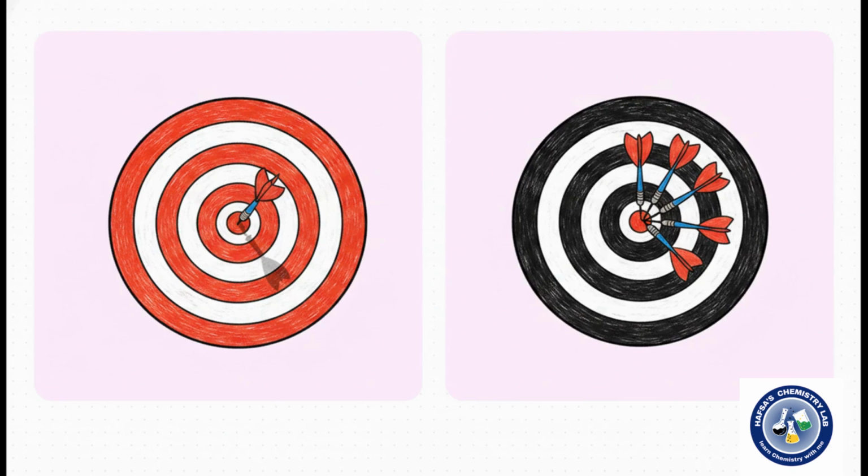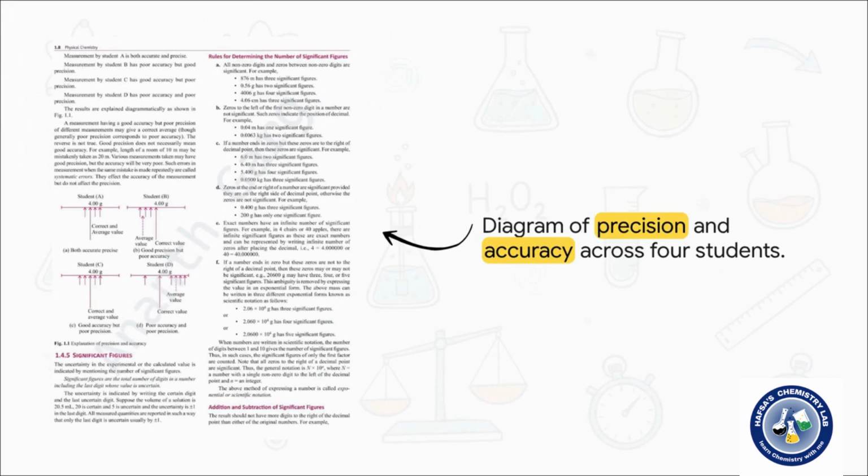And here's the catch. They can be grouped tightly together even if they're totally wrong. You can have incredibly precise measurements, but if your instrument is calibrated poorly, well, you're just precisely wrong every single time. This visual perfectly illustrates how this plays out in a real lab. Take a look at student A. Their results are tightly packed right on the true average of 4.00 grams. So they hit the jackpot, both accurate and precise.